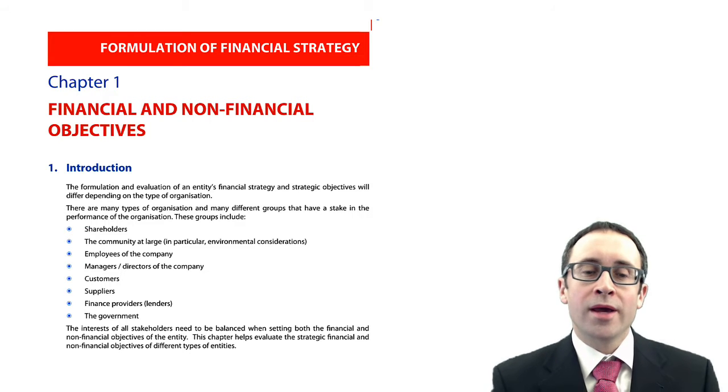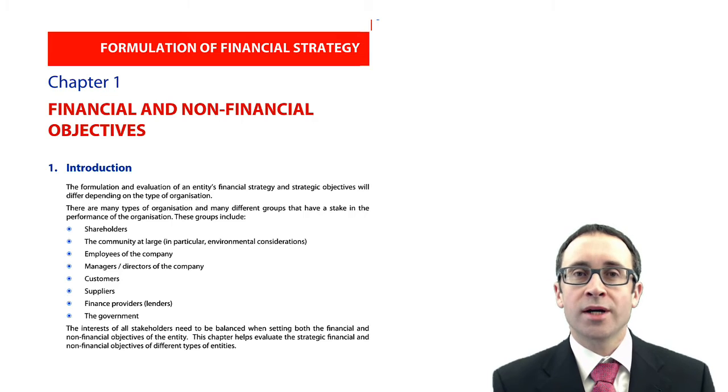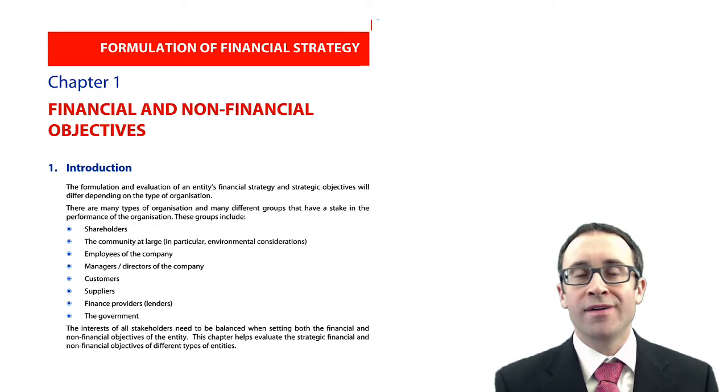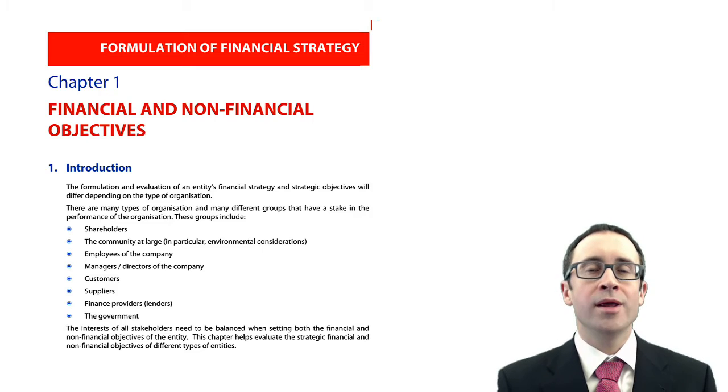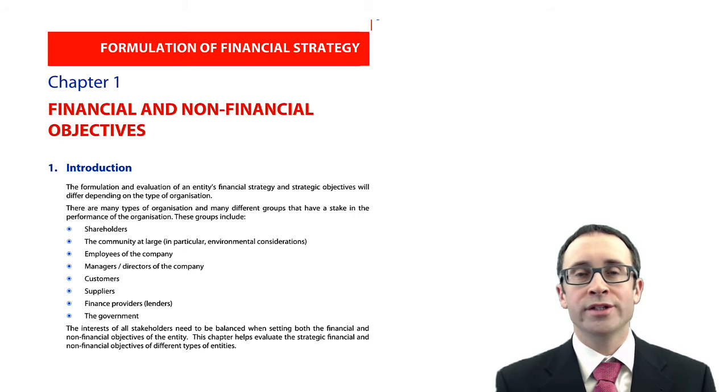So let's begin by looking at the formulation of our financial strategy by kicking things off with Chapter 1. Chapter 1 develops our financial and non-financial objectives. To be able to determine whether we're looking at financial or non-financial objectives and what they may be, we need to make sure that we understand the entity that we are looking to set those objectives for.